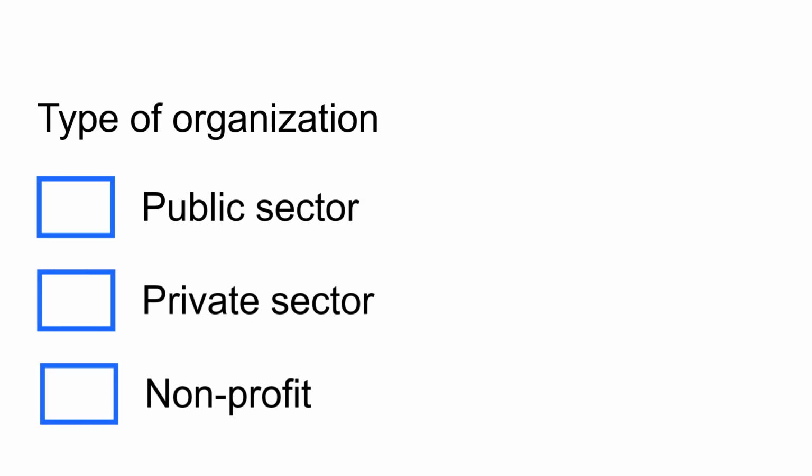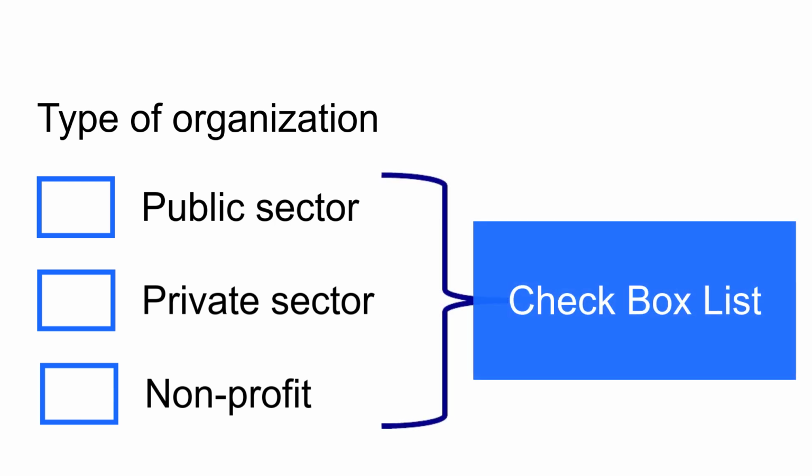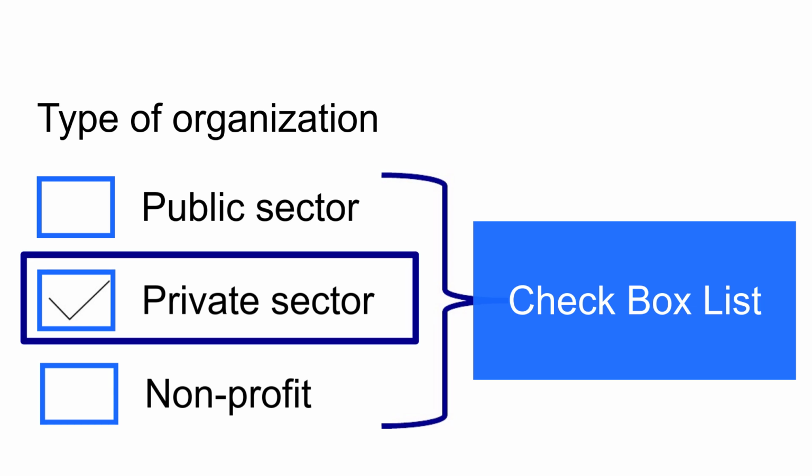If your question or statement has only a single response that's possible, but presents the user with multiple options to choose from, then use the checkbox list option. In this checkbox list, the user is asked to identify what type of organization they have. The user is provided with three options, but only one can be true.